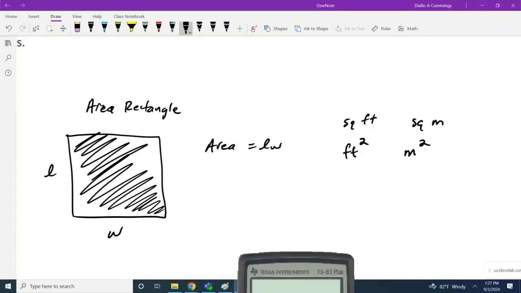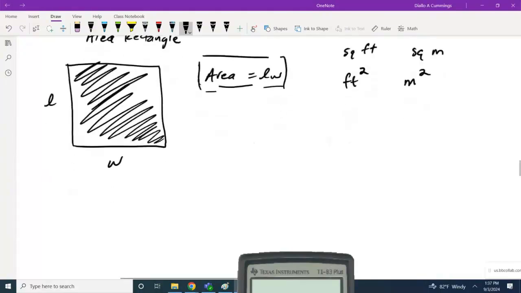And when we get into the next section, we talk about capacity and weight. Okay, we'll kind of get to that once we get into the next section. All right, so this is area.